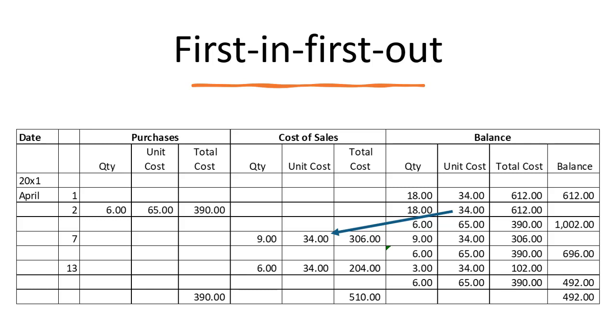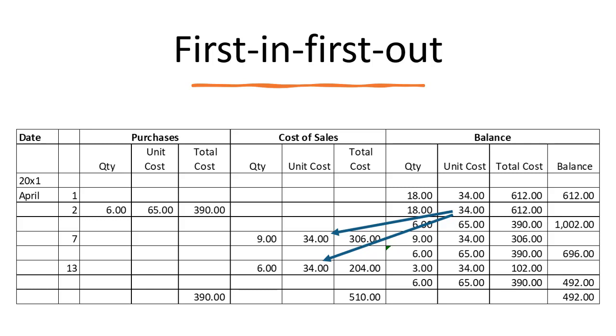And on the 13th April, we have sold 6 units. Now the costing of that one will still be coming from the opening balance because we still have remaining units. Remember, we only sold 9 units last April 7, so we still have 9 remaining from that balance. So the costing for these 6 units will be coming from that $34. The unit cost will be 34 coming from the opening balance.